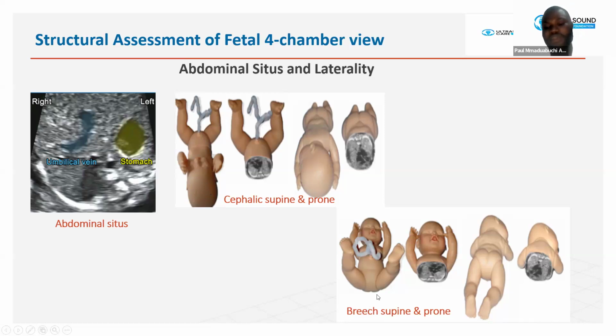When it is on the opposite side, you know that this is breech supine, and when it is also in the back up, but on the opposite side, you know that this is breech prone. So when looking at your screen, you will be able to know the position, the presentation of the fetus while doing your scan.